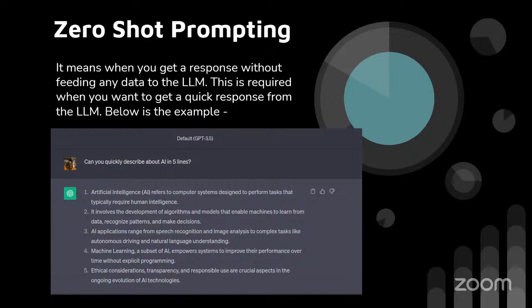Over here, you can see it's saying that artificial intelligence refers to computer systems designed to perform tasks that typically require human intelligence. It involves the development of algorithms and models that enable machines to learn from data, recognize patterns, and make decisions. AI applications range from speech recognition and image analysis to complex tasks like autonomous driving and natural language understanding. Machine learning, a subset of AI, empowers systems to improve their performance over time without explicit programming. Ethical considerations, transparency, and responsible use are crucial aspects in the ongoing evolution of AI technologies.